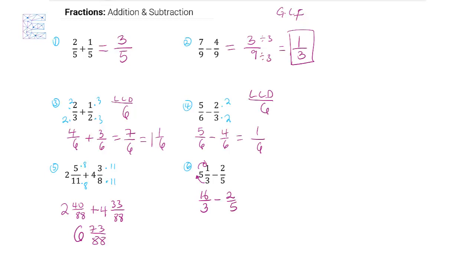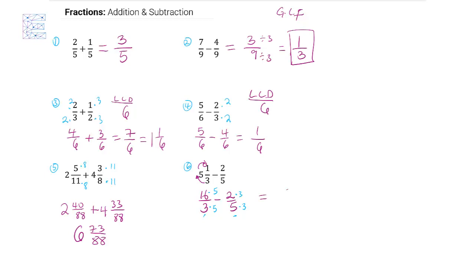Now we need to find the least common denominator for the 3 and the 5. It is 15. We have to make this 3 a 15 by multiplying it by 5. If you do it on the bottom, you have to do it on the top. You have to make the 5 a 15 by multiplying it by 3. If you do it on the bottom, you have to do it on the top as well.